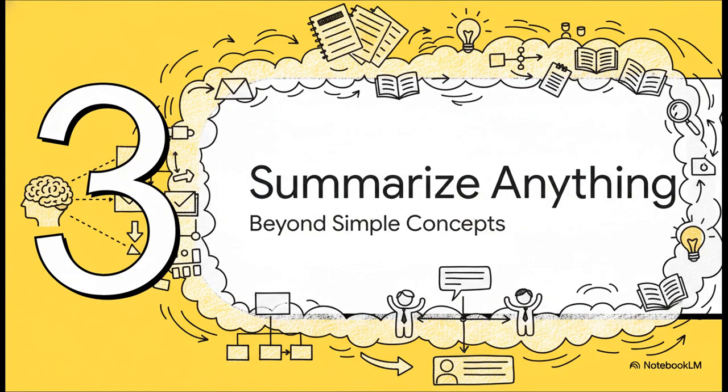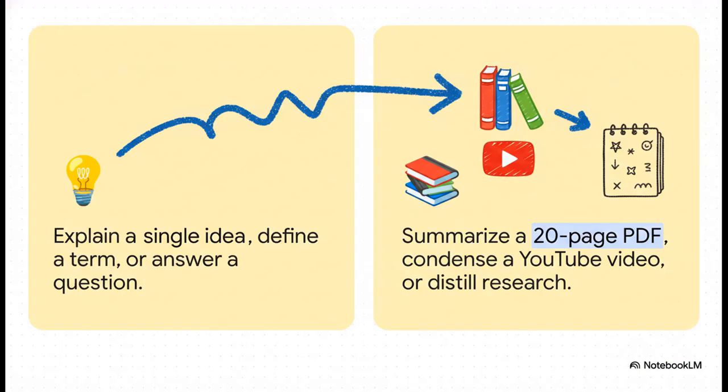Okay, so this two-step process is amazing for a single concept. But what if you're dealing with something way bigger? What if you have a 20-page article or a long YouTube video? Well, it turns out this exact same technique can summarize pretty much anything. And this really shows you how versatile it is. I mean, the exact same two-prompt process can define one little term, or it can distill an entire 20-page PDF or a whole video. The method itself doesn't change at all, just what you feed it.